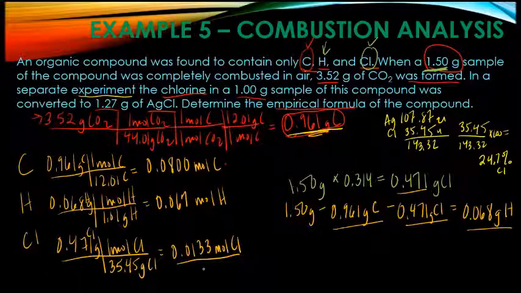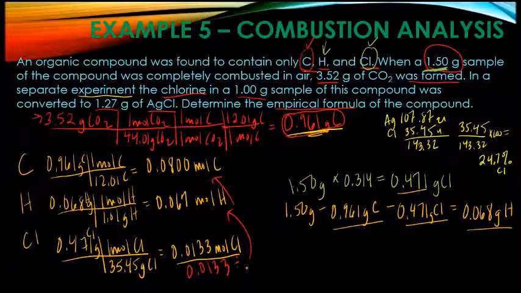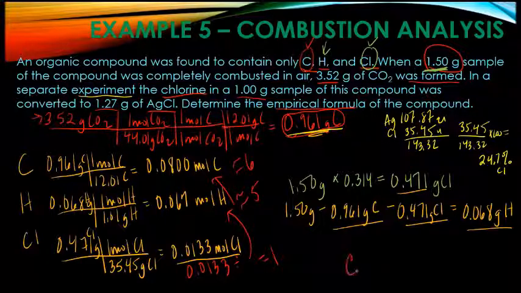Okay, so we divide everything by the 0.0133, divide them all here, and this one's obviously going to be a 1. The 0.067, that one looks like it's an approximate 5. It's like 5.04, and the 0.08 divided by 0.0133, that's 6.01, so that's an approximate 6. So we end up getting C6H5Cl as our empirical formula.